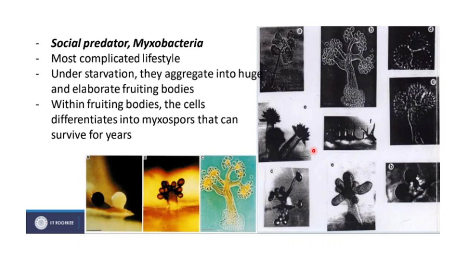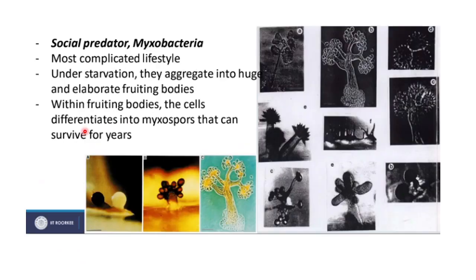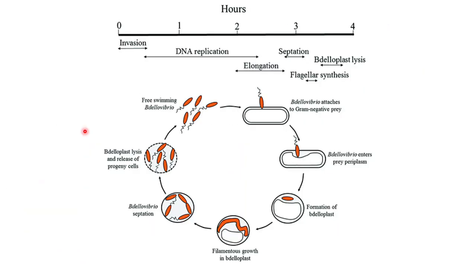As I said, myxobacteria can also be called a social predator. It also has a very complicated lifestyle, and under starvation, they aggregate into huge and elaborate fruiting bodies. And within these fruiting bodies, the cells differentiate into myxospores. These slides are taken from the lecture slides only. So myxobacteria is also called the social predator. As I said when I was discussing, myxobacteria can also be matched to social predator, but it also has a slime trail. This is the Delovibrio life cycle. So I gave it last.